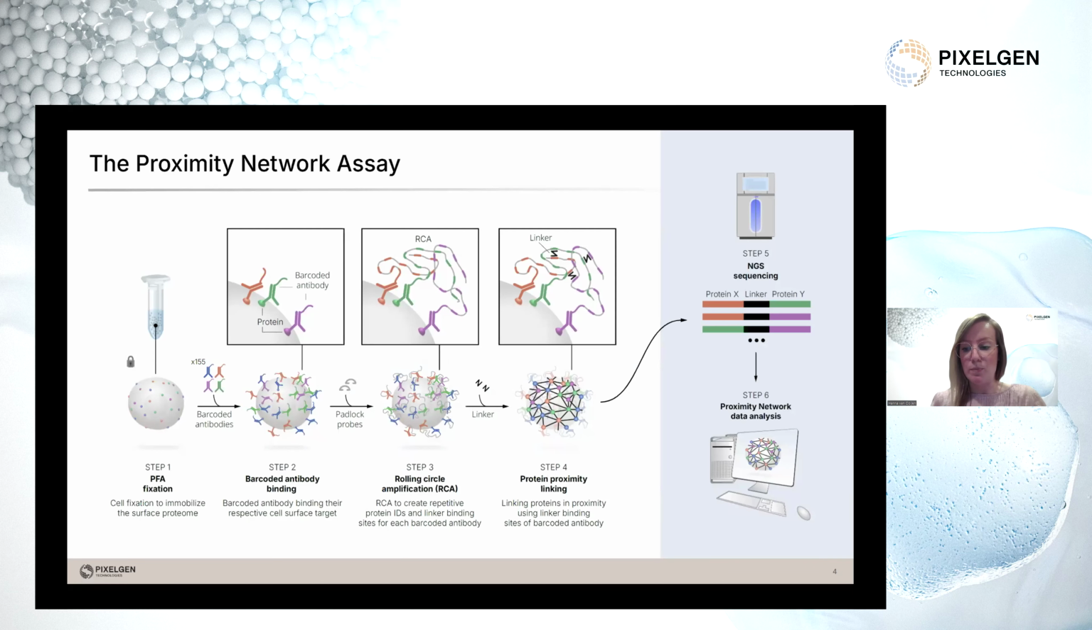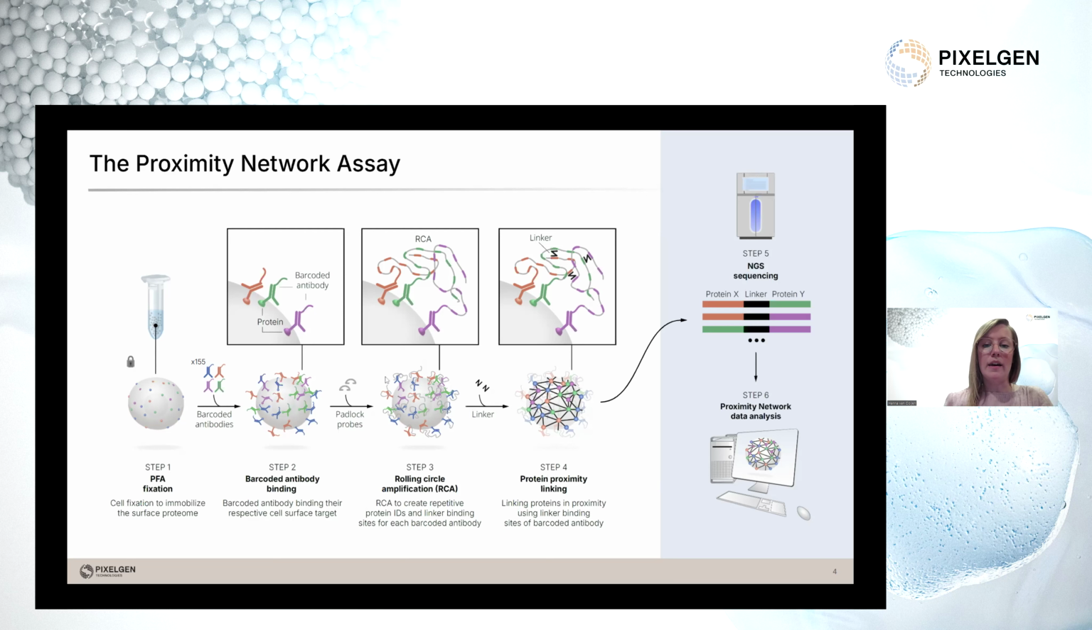Let's go through the protocol just briefly. As I mentioned, you start by using cells in solution, and the first step of the protocol is to fix the cells. The reason we do this is to immobilize the cell surface proteome to make sure that no proteins can move during this protocol. In the next step, we add a 155-plex antibody panel, and in this panel every single antibody has a unique DNA barcode. This enables us to detect every single antibody within our cells. So we stain the cells in solution with these 155 markers, and they will bind to their respective targets.